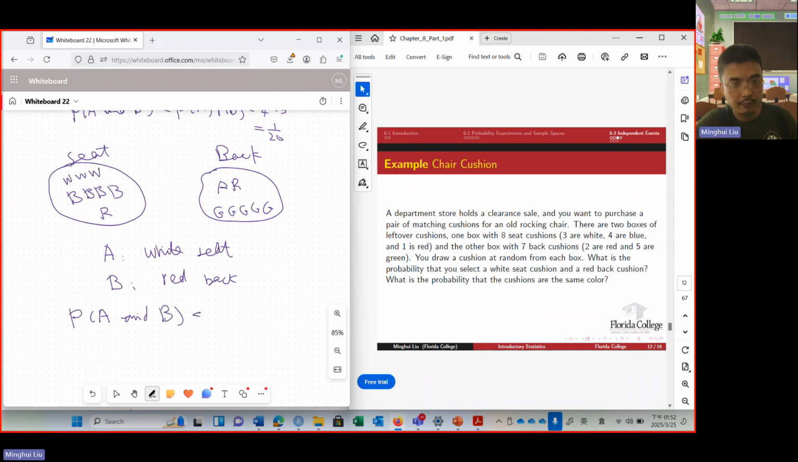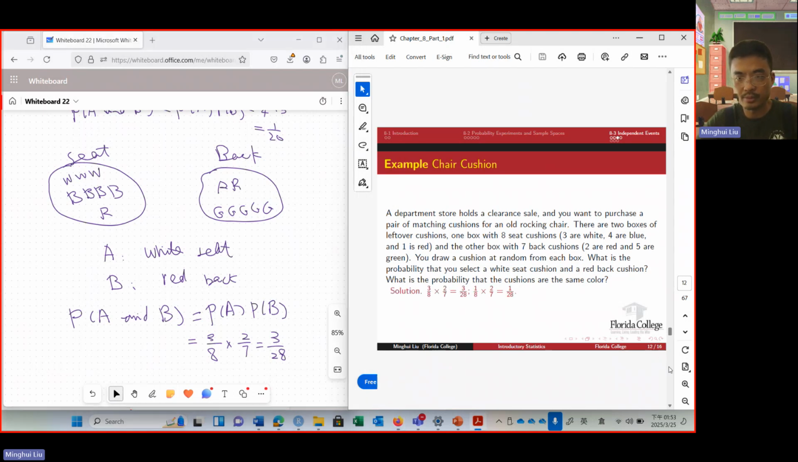Is equal to P of A, not less than or equal to P of A, times P of B. And the chance of drawing the white seat cushion is 3 out of 8 cushions. And then the chance of drawing the red back cushion is 2 out of 7. So at the end of the day, you get 6 over 56, or 3 over 28. So that's not a very high probability, a little bit over 10%.